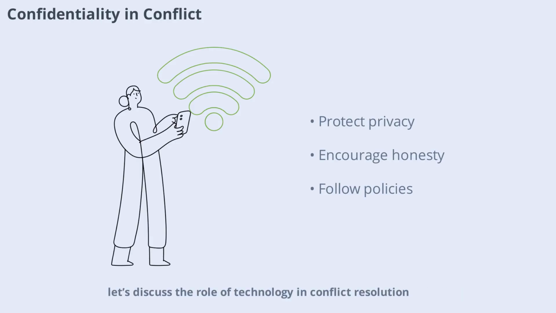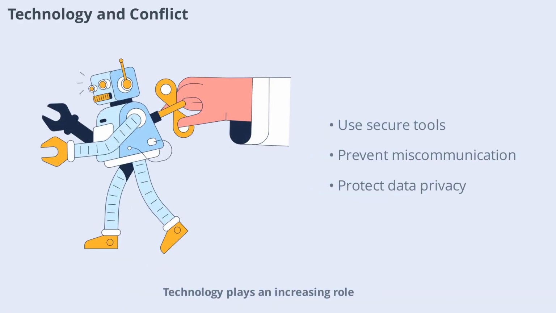Next, let's discuss the role of technology in conflict resolution. Technology plays an increasing role in healthcare communication and conflict resolution. Tools like secure messaging apps, electronic health records, and virtual meetings can help teams share information quickly and accurately. However, technology can also introduce new challenges, such as misinterpretation of messages or data privacy concerns. Training staff to use technology effectively and responsibly is essential for preventing misunderstandings and resolving conflict.